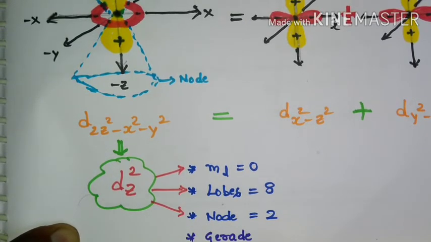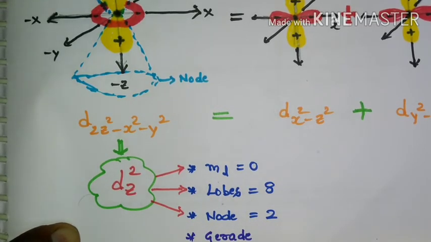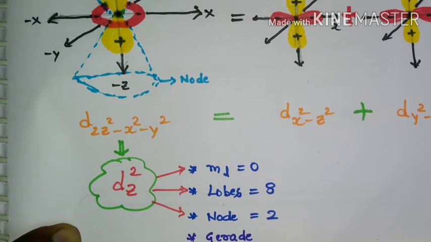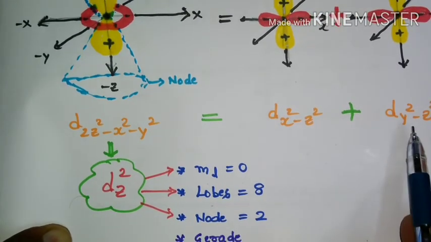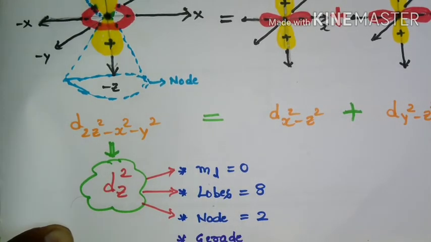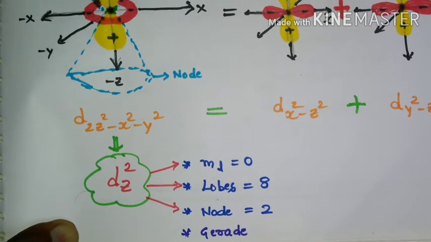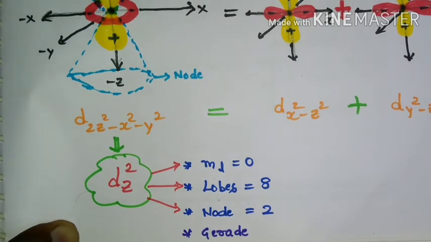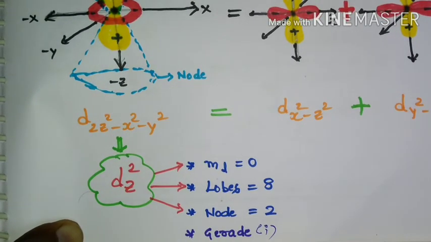For this dz square orbital, the ML value, that is the magnetic quantum number, will be equal to 0, and this dz square orbital will have 8 lobes. The dx square minus z square and dy square minus z square components contribute the 8 lobes. The nodal planes for this dz square orbital will be 2, and this dz square orbital is gerade, that is it has a center of inversion.